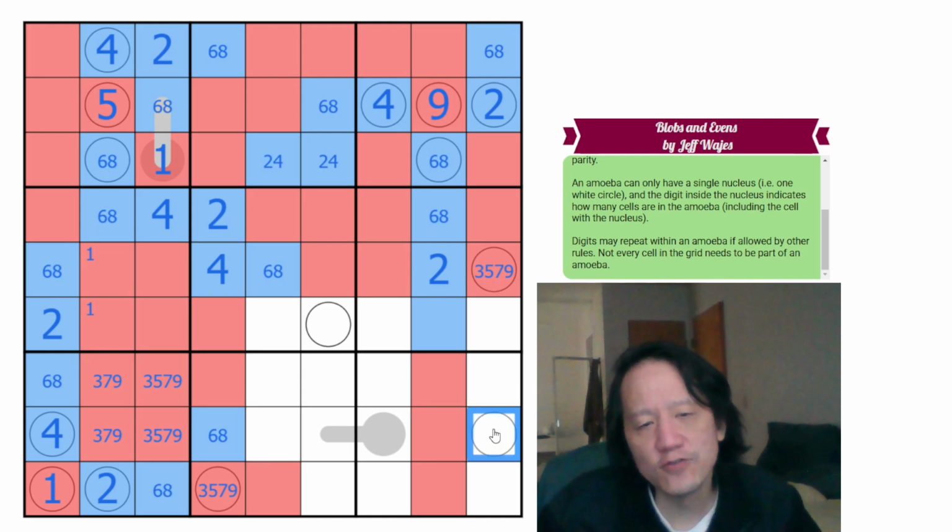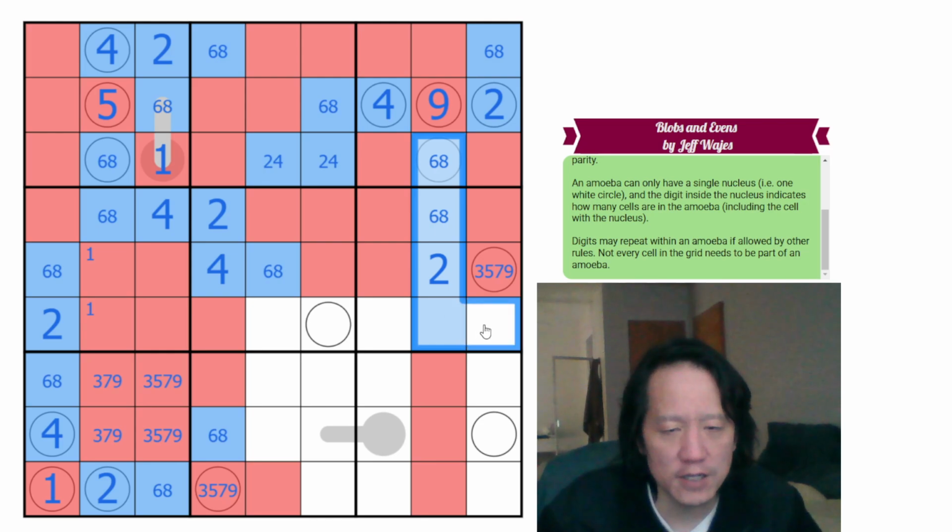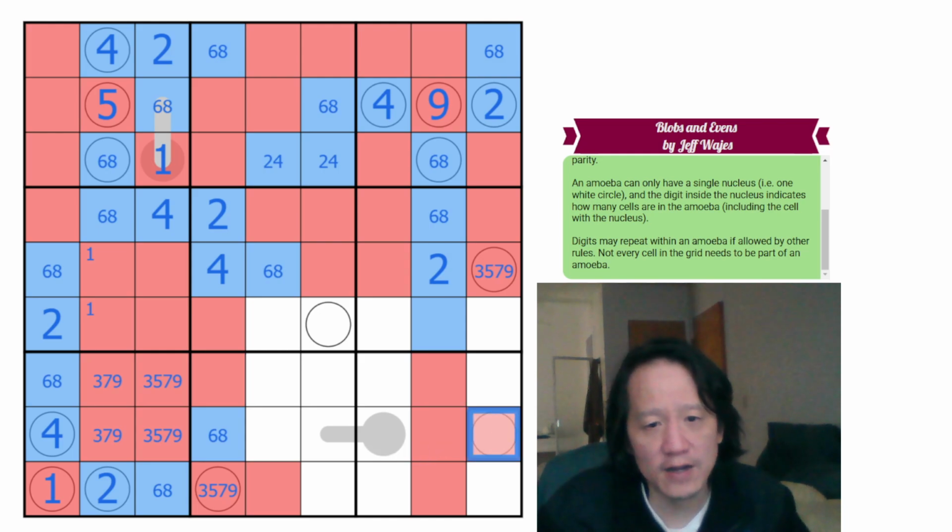Oh, can this ever be even? If this is even, the problem is it cannot be 2. It has to be at least 4. But if it's 4, it connects with this amoeba, which is not allowed. Therefore, this cannot be even. Therefore, this has to be odd. So this is at least 5.